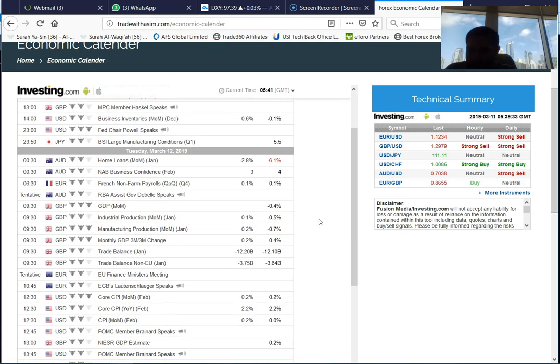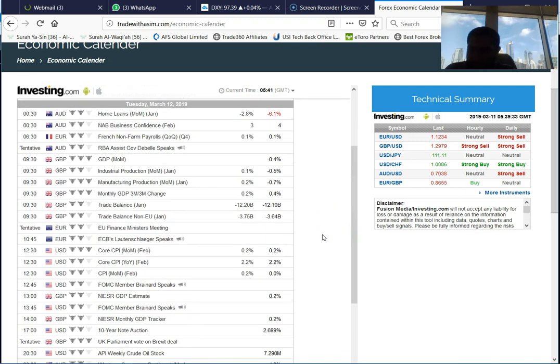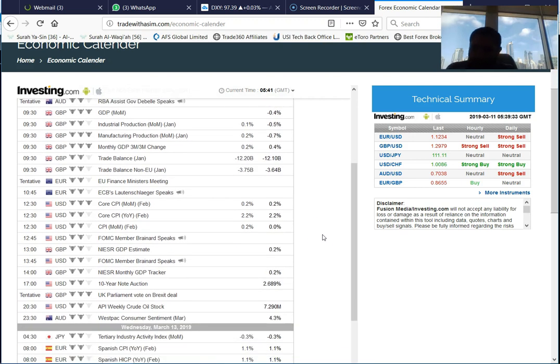On Tuesday, we have also got some news coming from the Eurozone, from Australia. Monthly GDP is there from Britain. EU finance ministers meeting is there, which is of high volatility as well. Core CPI is there from the States, and FOMC member speech is there.